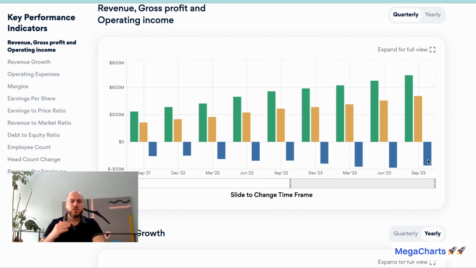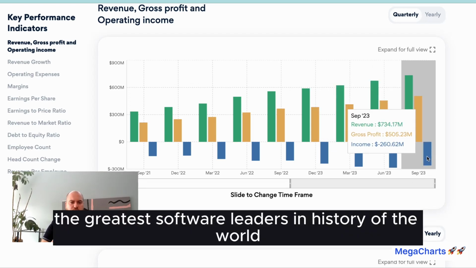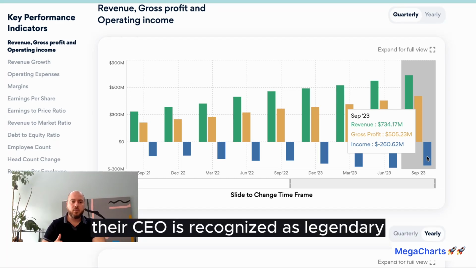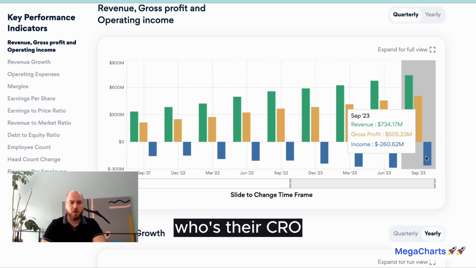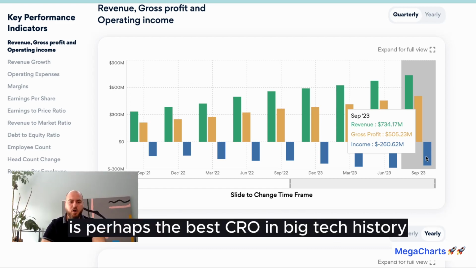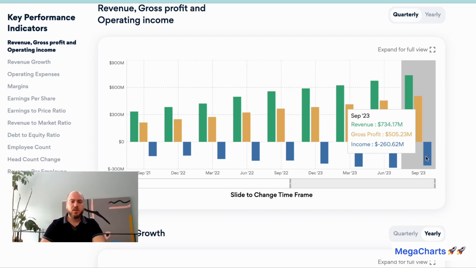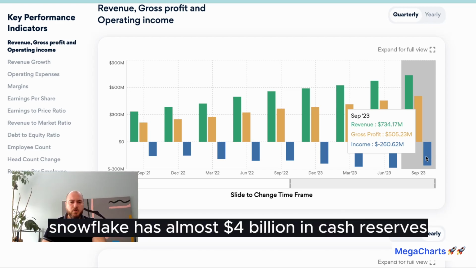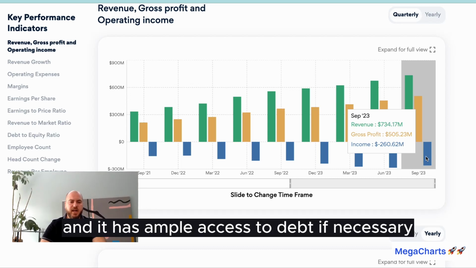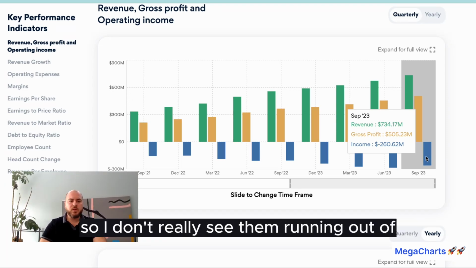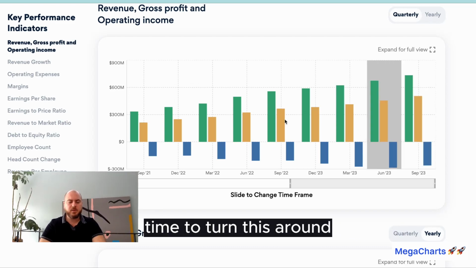With that said, Snowflake is led by some of the greatest software leaders in the history of the world. Frank Slootman, their CEO, is recognized as legendary, and Chris Degnan, who's their CRO, is perhaps the best CRO in big tech history. Snowflake has almost $4 billion in cash reserves, and it has ample access to debt if necessary, so I don't really see them running out of time to turn this around.